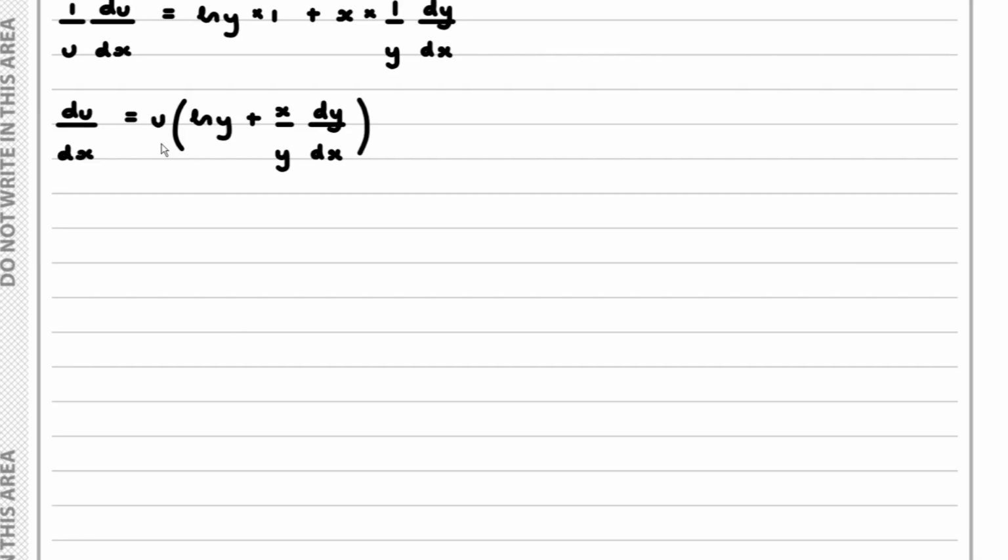And we know what u is, that's equal to y to the x. So I've got du over dx equaling y to the x, which is what u is, times by the natural log of y plus x over y dy over dx. So in this question we had to differentiate implicitly because we needed to differentiate everything in terms of x.